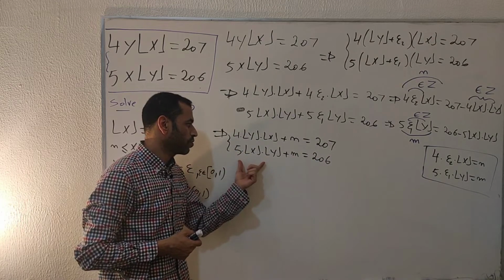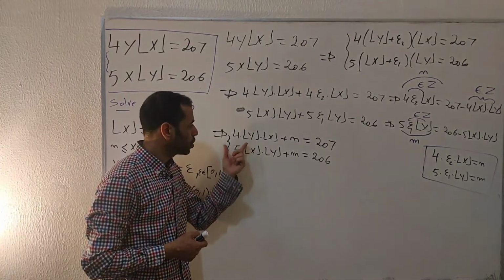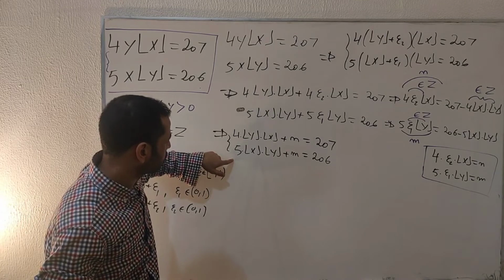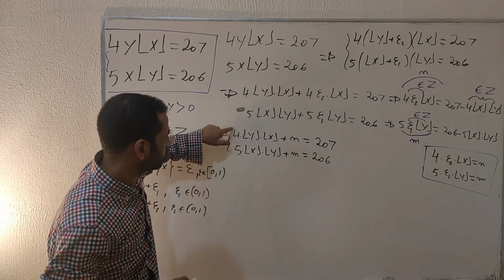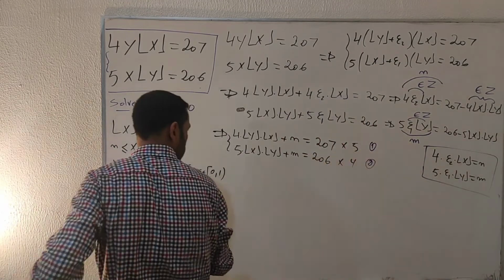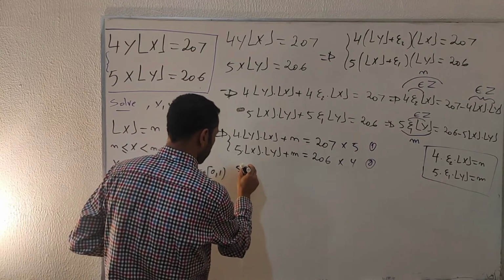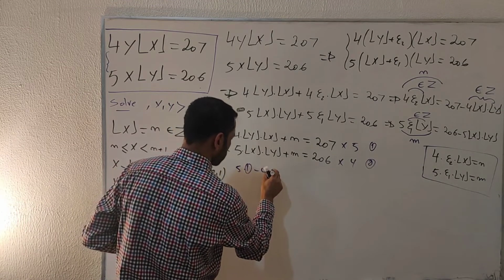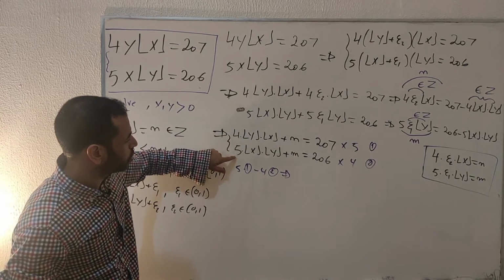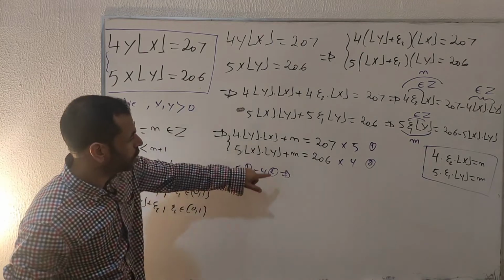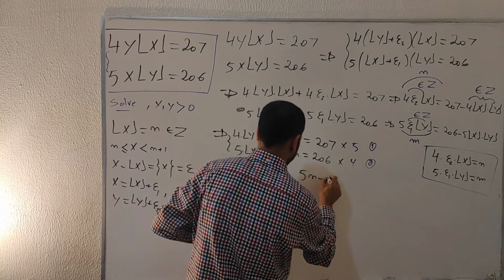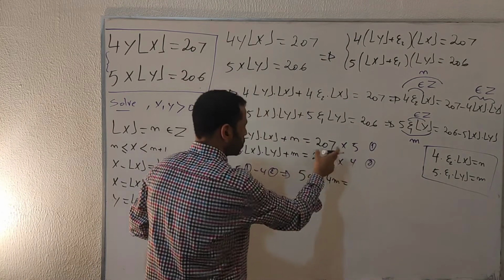Since we have this product involving the floor of x and y, we need to get rid of it by multiplying the first equation by 5 and the second equation by 4, then taking the difference between these equations. This is equation number 1, this is equation number 2. I'm going to compute 5 times equation 1 minus 4 times equation 2. This term will be cancelled out because 20 minus 20 is 0. Which means I will have here 5n minus 4m equals this term.